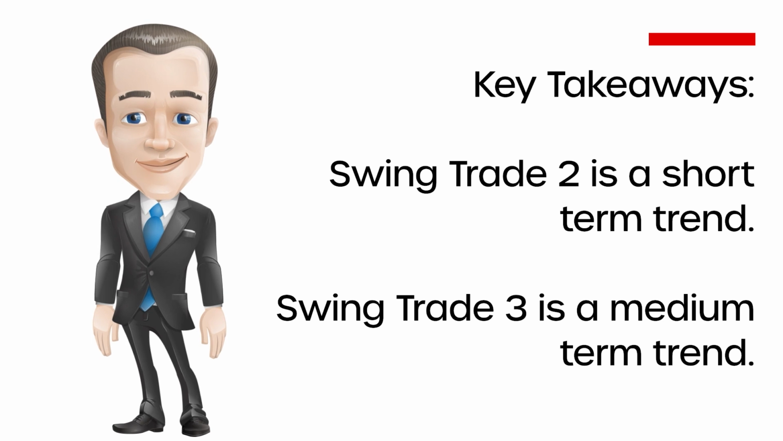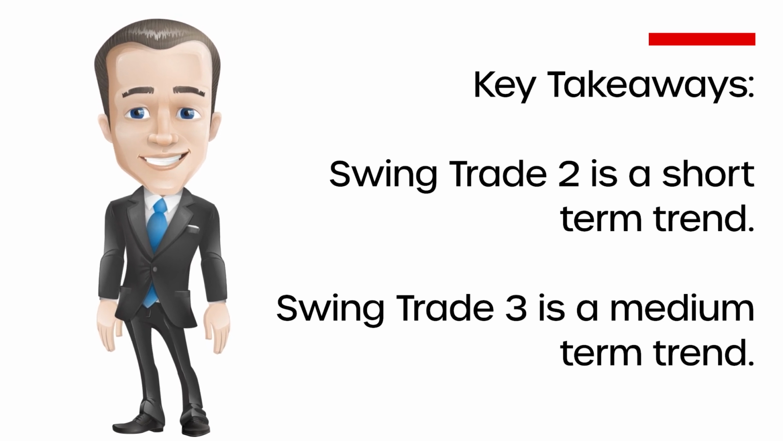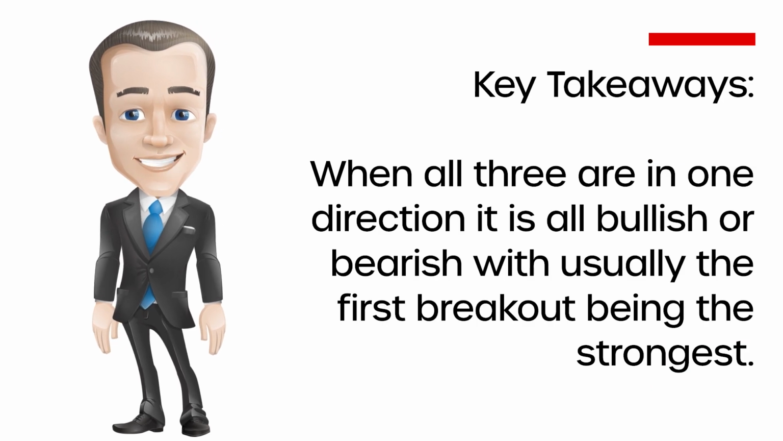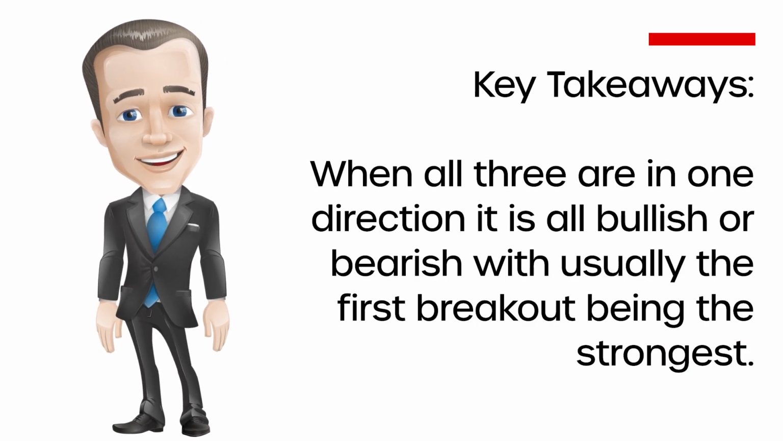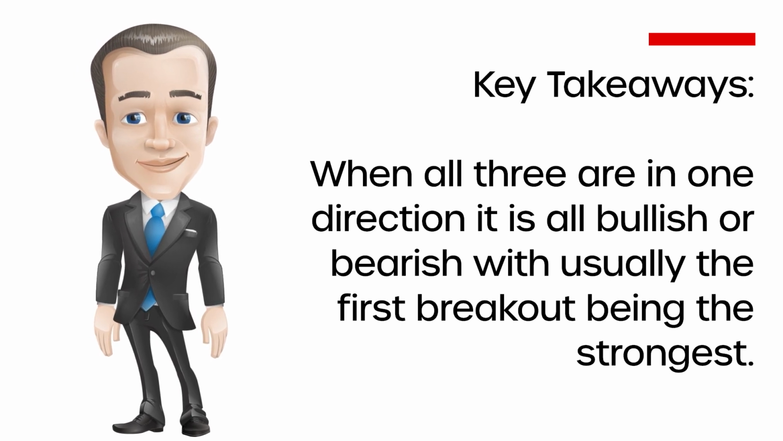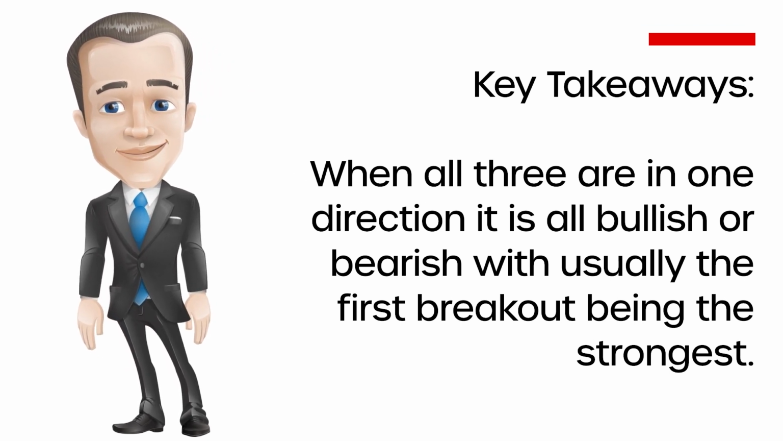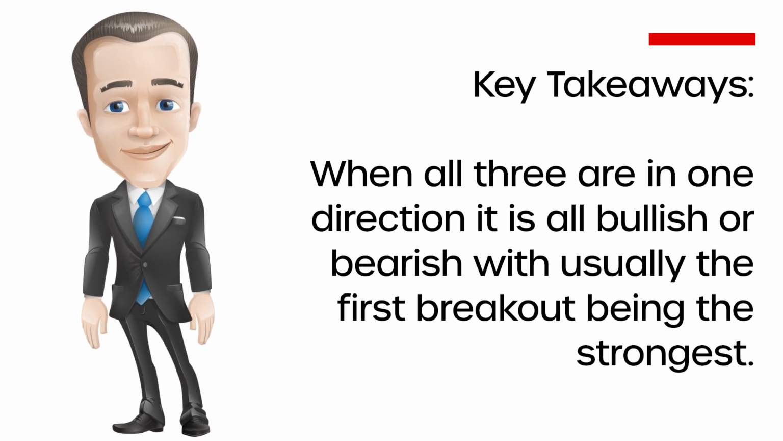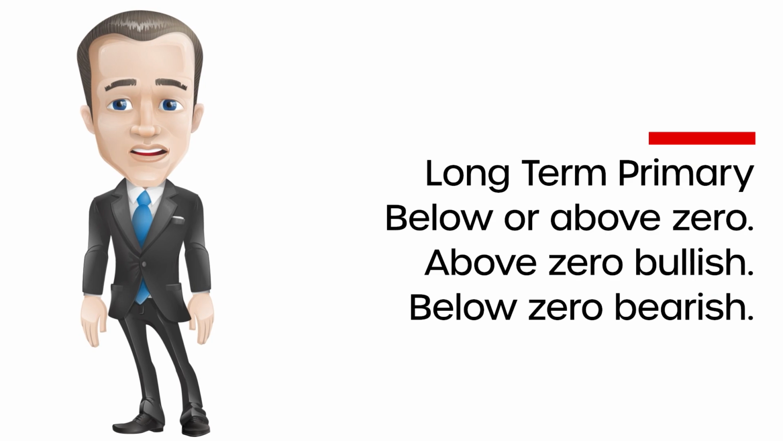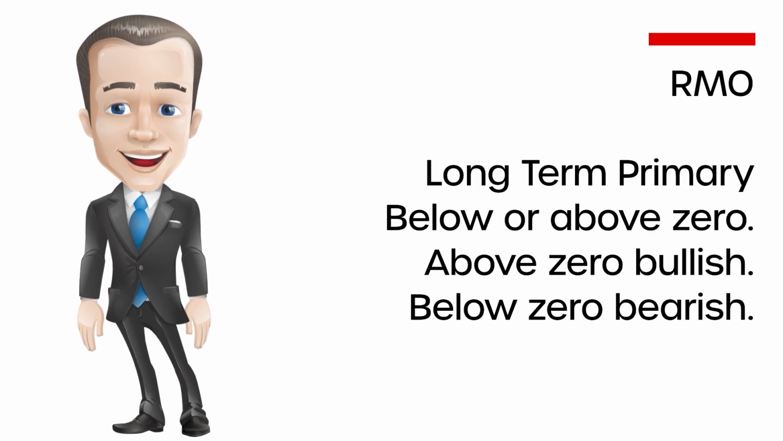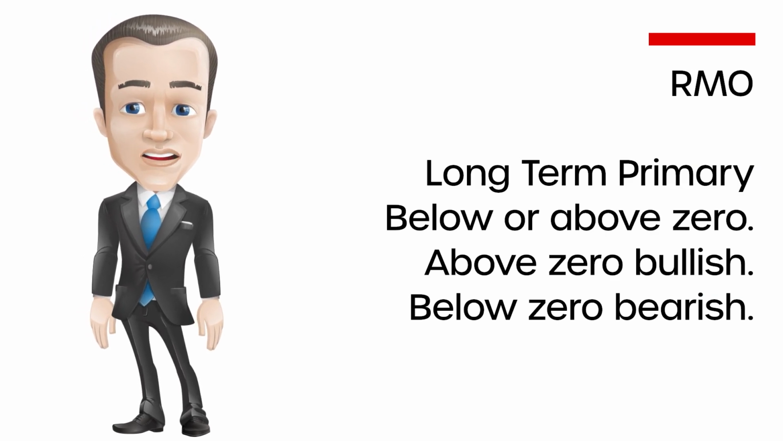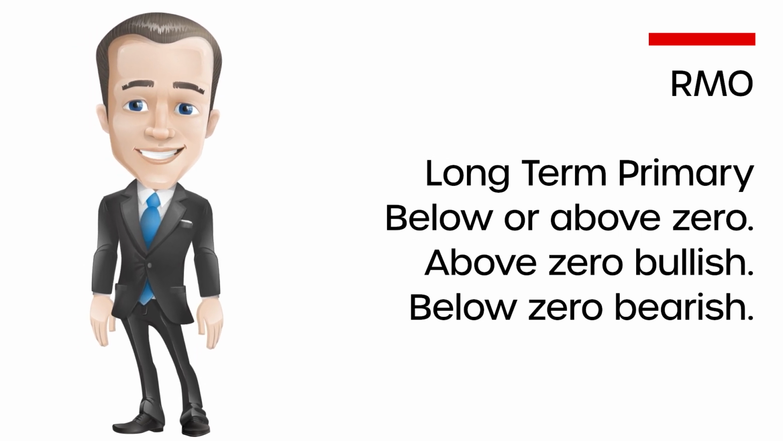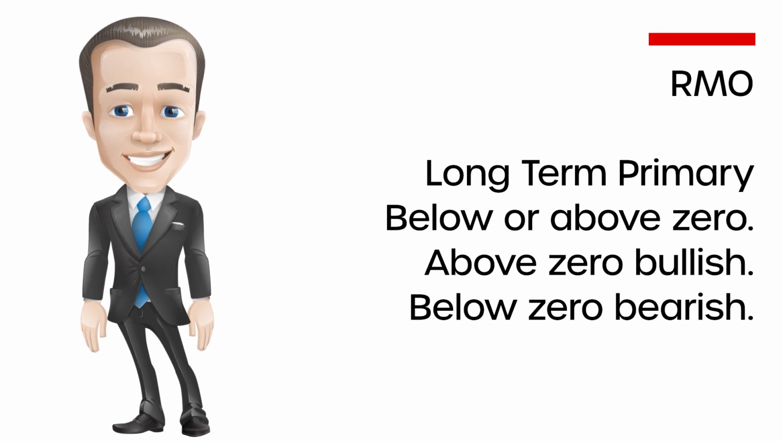Swing Trade 2 is a short-term trend, and Swing Trade 3 is a medium-term trend. When all 3 are in one direction, which may not happen in one day, it is a bullish or bearish sign, with usually the first breakout being the strongest. The RMO detects the long-term primary trend of the asset by smoothing out short-term gyrations.